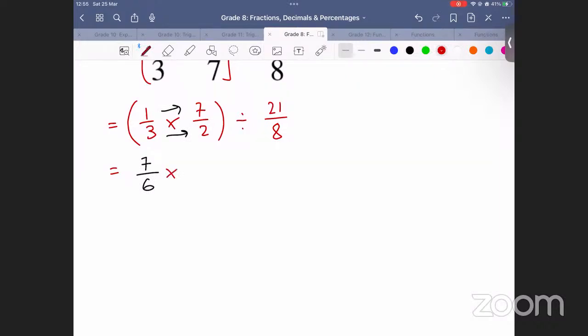And I'm going to multiply it by the inverse of that, which is 8/21, because it's originally divided, so you tip and times. Can we simplify? Yes, we can actually. 7 goes into 7 once, 7 goes into 21 3 times. 2 goes into 6 3 times, 2 goes into 8 4 times. So 1 times 4 is 4, 3 times 3 is 9. My final answer is 4/9.